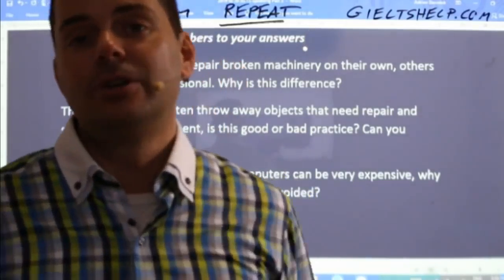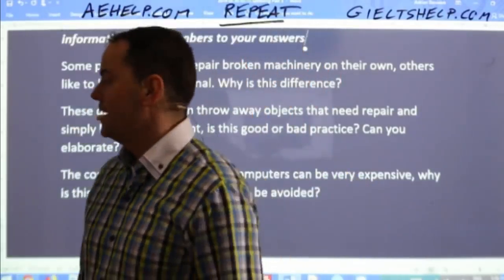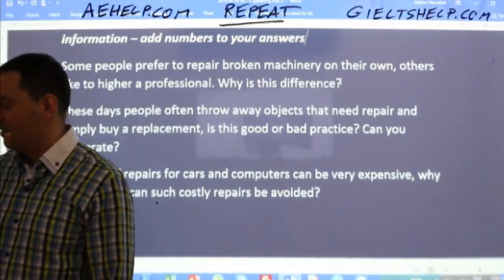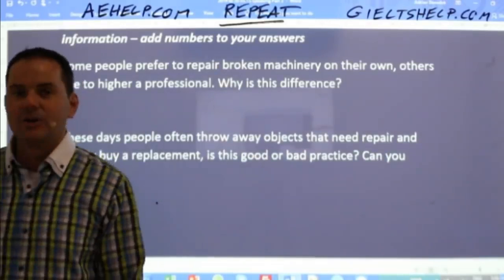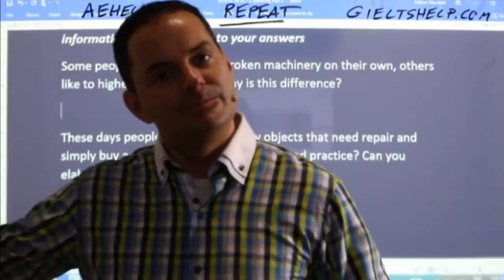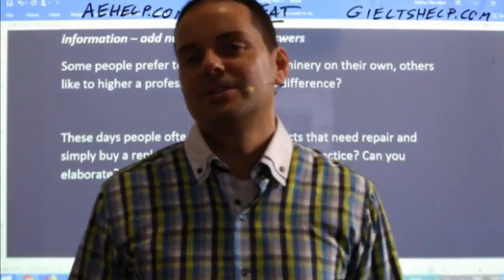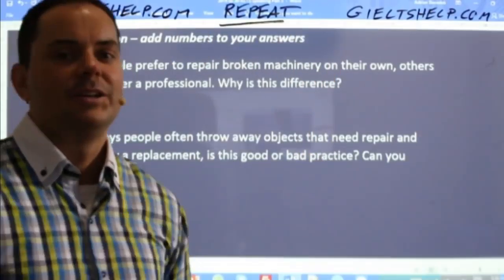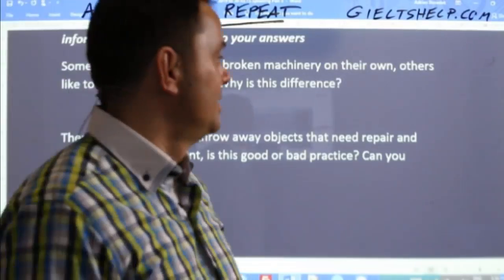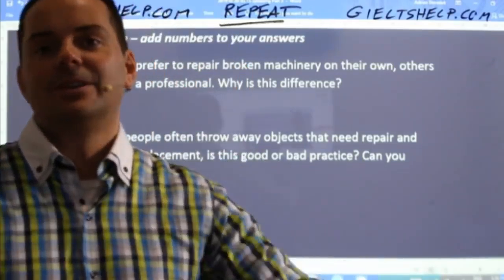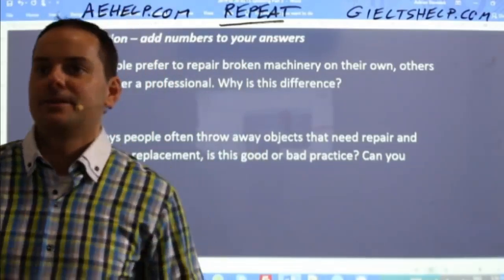So some people like to repair broken machinery by themselves. Others want to hire a professional. Why is this difference? So why is it that some people want to try repairing on their own? Others say, hey, no, I'm going to call a pro. Like a good example would be the dishwasher is broken. Dad says, okay, I can do this, no problem. Grab my toolkit, my toolbox, my screwdriver, my hammer, okay, and start pulling apart the dishwasher. Of course, always make sure to power off before you do that. And some people are like, oh, I'm not touching it. I'm going to call a professional. So why is that?